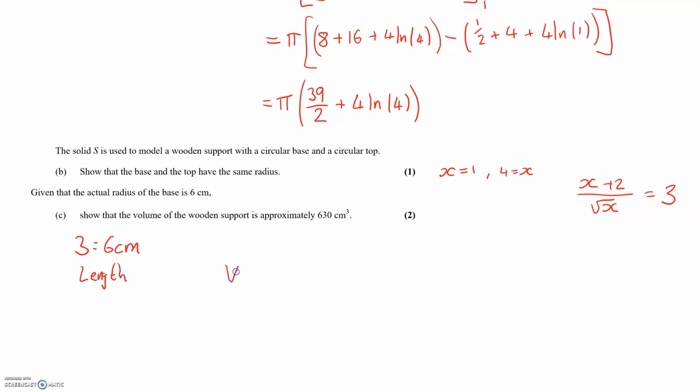Volume scale factor ratios will be equal to the cube of the length scale factor ratio. A 1 to 2 length scale factor ratio will indicate a 1 to 8 volume scale factor ratio. Therefore, if we take the calculated volume from part A and multiply by 8, we should get the 360 centimeter value, which if you check on your calculator, we do.